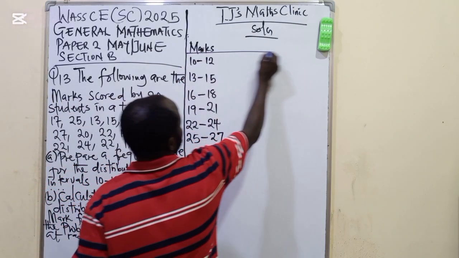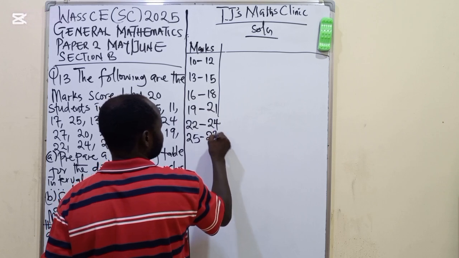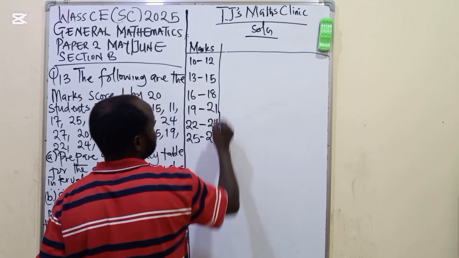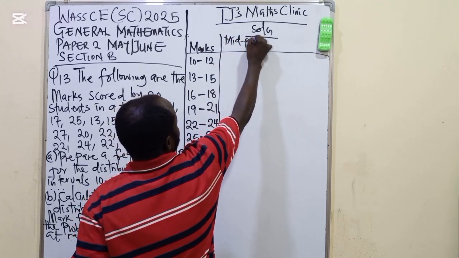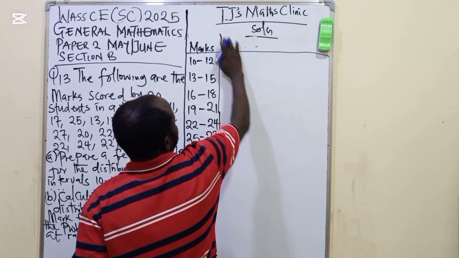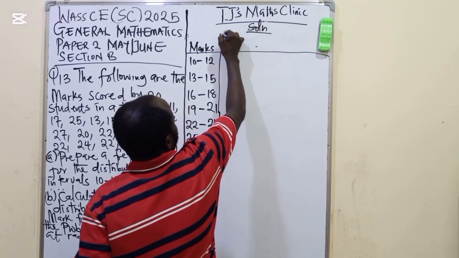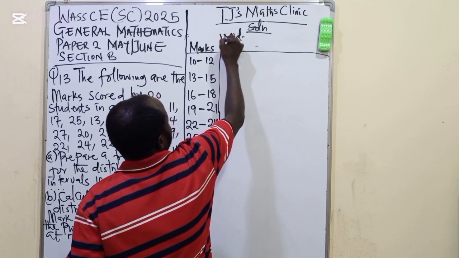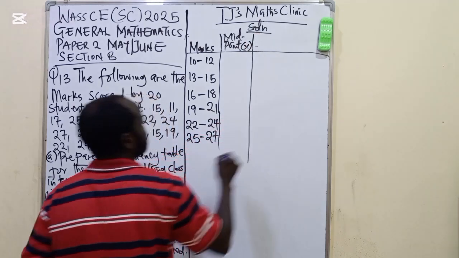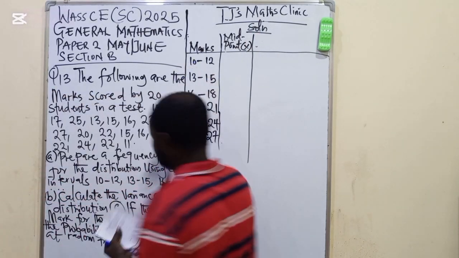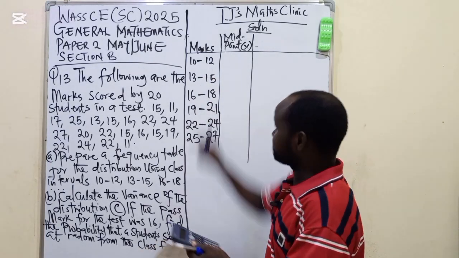So the next thing for us to do is to find the midpoint. The midpoint now will be the value of x. Let me write it well. Let me reduce this because of our table. The midpoint is going to be our x. That will be the value of x. We need that. And it's nothing but just add the class interval and divide it by 2. That's how to get the midpoint. Add the class interval, find the average of the class interval.